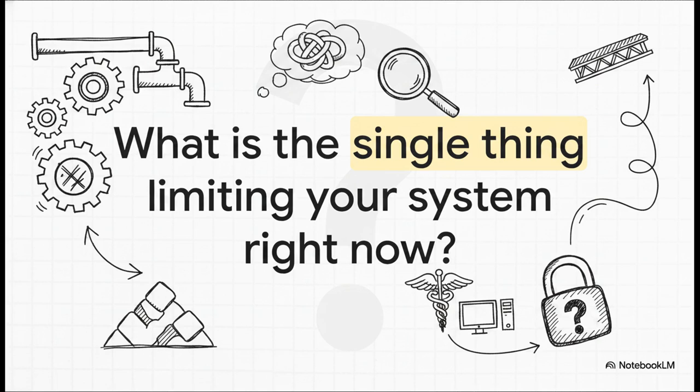Let's kick things off with what I like to call the ultimate operations question. What is the single thing limiting your system right now? Honestly, identifying that one true bottleneck is the universal headache for business leaders and continuous improvement professionals everywhere. Because it doesn't matter if you're running a hospital, a massive steel mill, or a software development team. Something, somewhere, is holding you back.